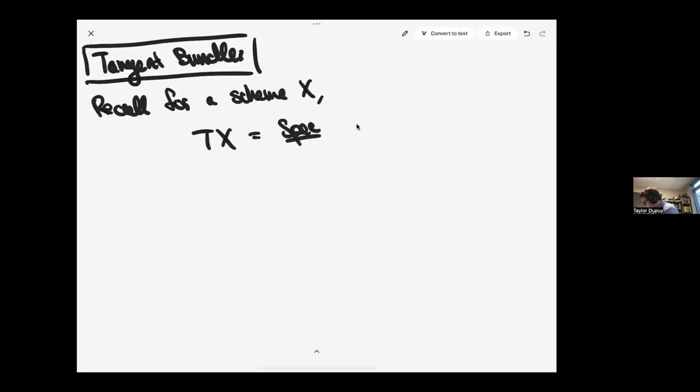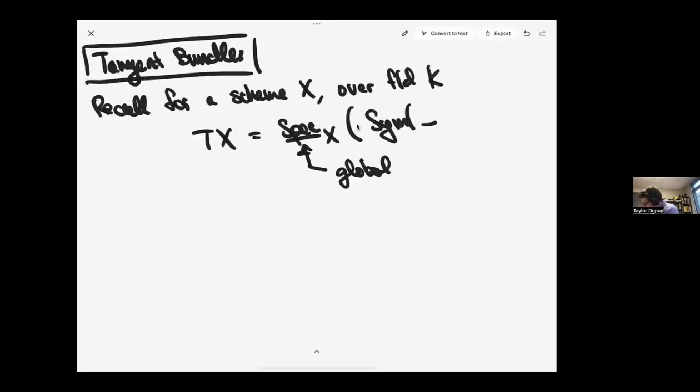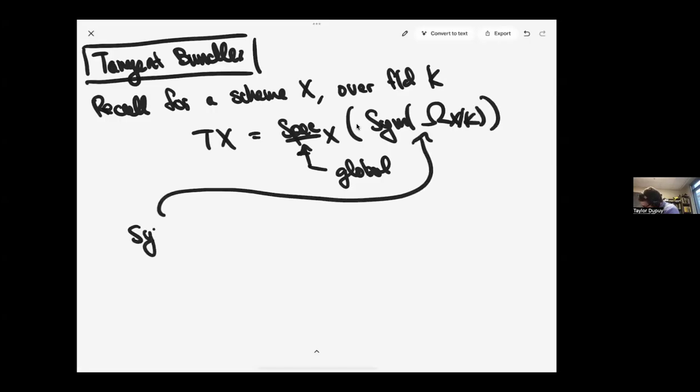Okay. And so recall that for a scheme X, what we can do is look at the tangent bundle of the scheme. And so this is global spec, let's say over a field, of the symmetric algebra of omega of X over k. So this thing here is the symmetric algebra of the cotangent sheaf.